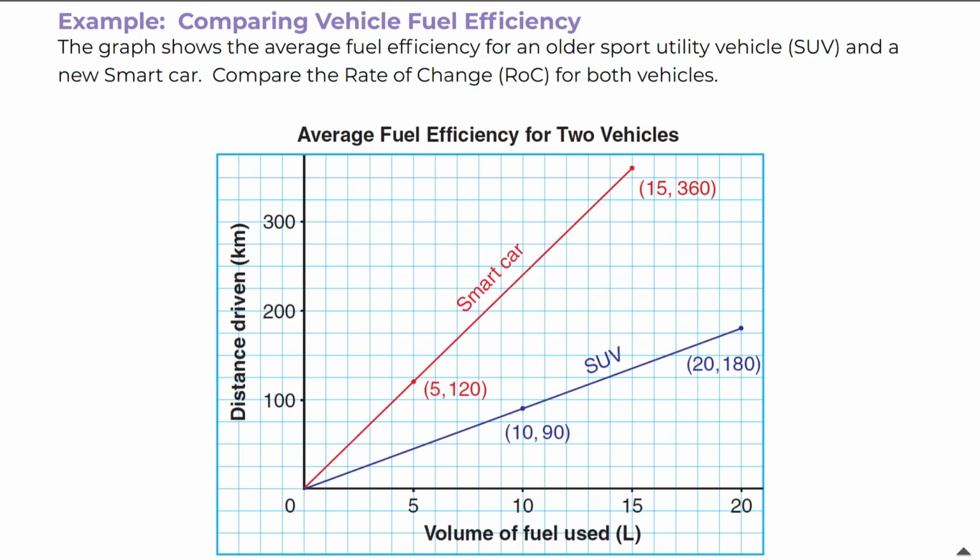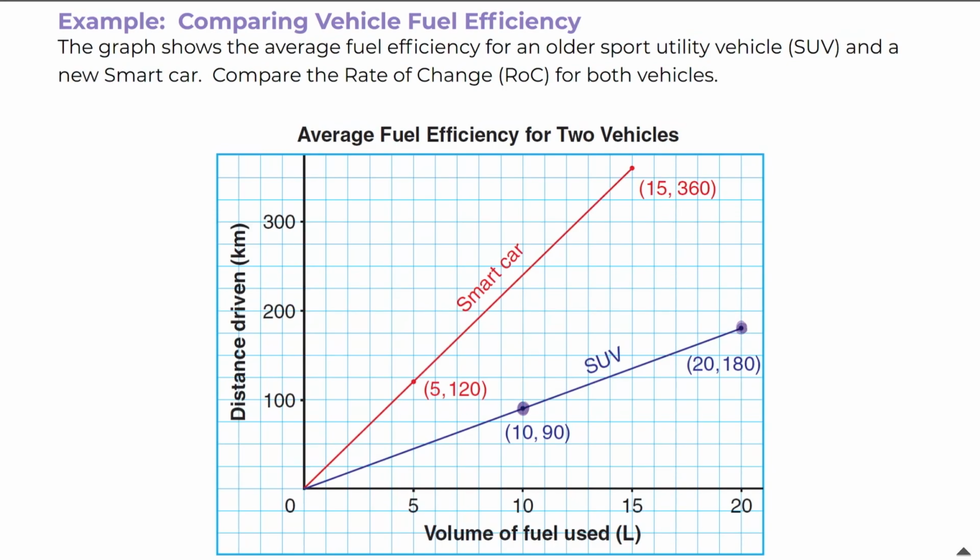So here, for our SUV, I am going to use this point right here and this point right here. And I'm going to see how much did it go up by, how much did it go over by, how much did it rise by, and how much did it run by. So we're going to draw in our triangle right here. So the rise right here is over here, and then the run is over here.